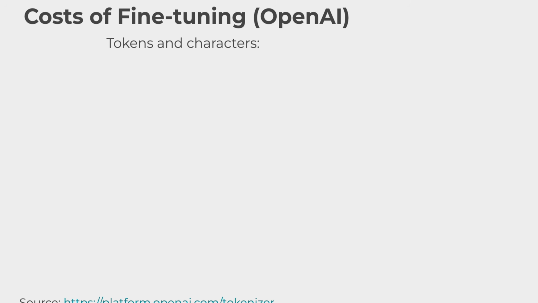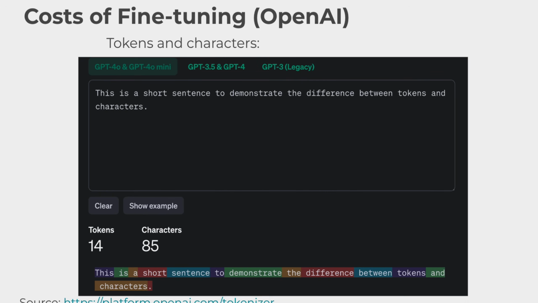But I'm going to go forward here and continue with tokens and characters. There is this tool, the OpenAI tokenizer, which allows you to pass in text, and then depending on which model you are inferring, it's going to give you exactly the number of tokens as well as the number of characters. So let's go ahead and take a look so you can see exactly what's happening here.